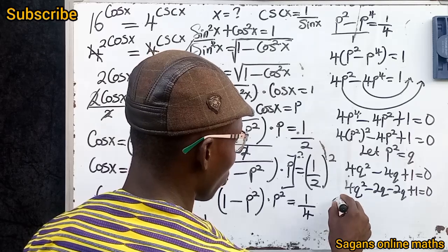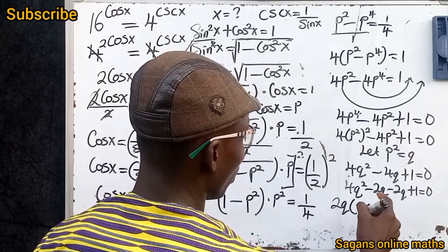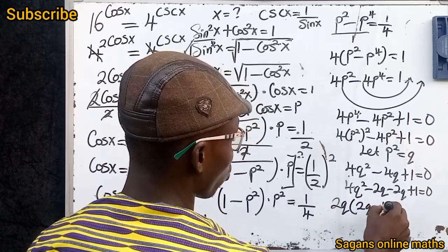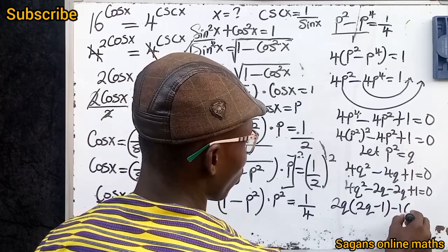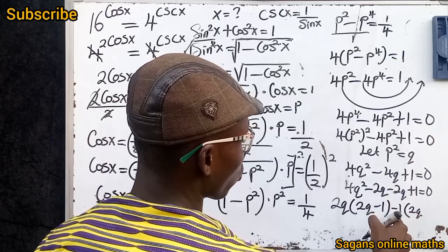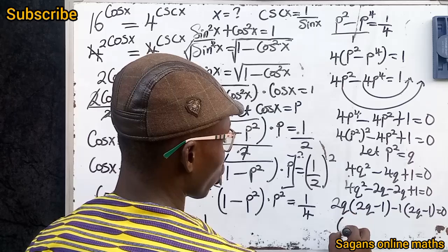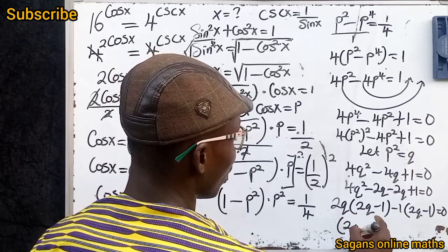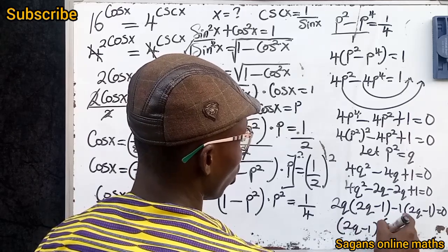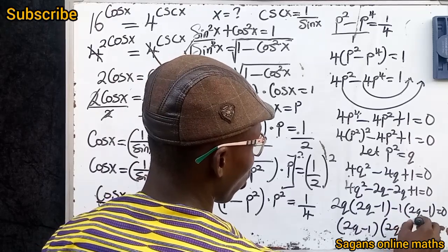What is common? What is common is 2q. 2q is common. 4q squared divided by 2q gives us 2q. Minus 2q divided by 2q gives us minus 1. What is common here? Minus 1 is common. Minus 2q divided by minus 1 gives us 2q, and 1 divided by minus 1 gives us minus 1. All this equals to 0. Now what is common here? 2q minus 1 is common. Then 2q into 2q minus 1 divided by 2q minus 1 gives us 2q. Minus 1 into 2q minus 1 divided by 2q minus 1 gives us minus 1. All this equals to 0.